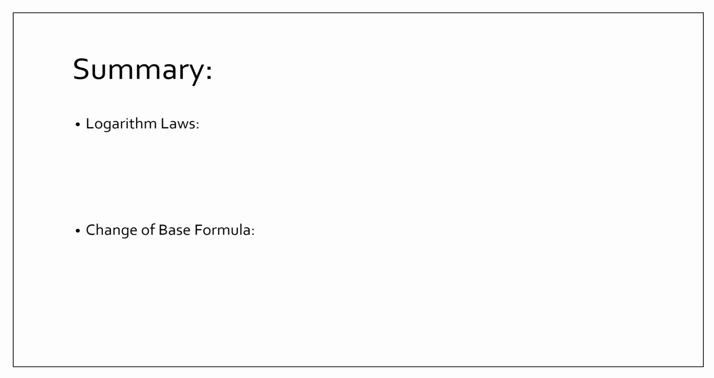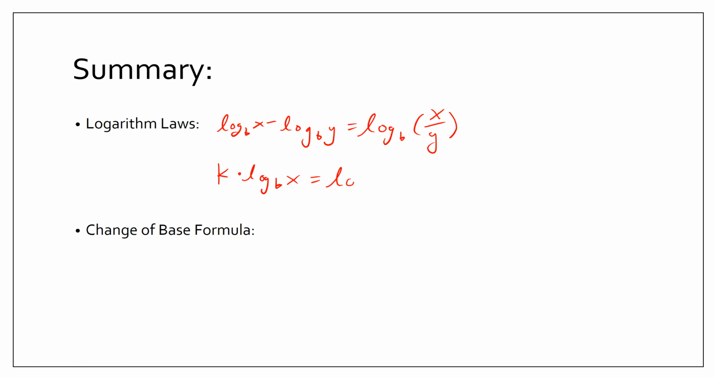All right, so summary, logarithm laws. If I have two logarithms with the same base that are adding each other, I can write them as a single logarithm with multiplication. Likewise, if I have two logarithms subtracting each other, I can take them and write them as a common logarithm with division. Finally, if I have a multiple in front of my logarithm, I can write it as an exponent, so log base b of x to the k. Finally, change of base formula.